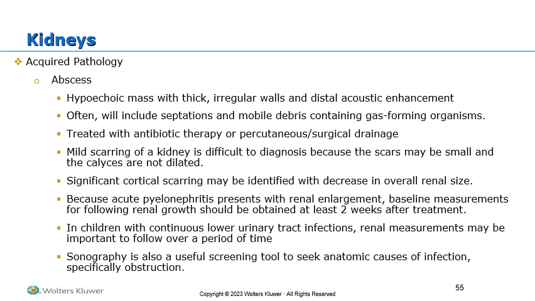With children that have continuous lower urinary tract infections, often from reflux or other congenital malformations, renal measurements may be important to follow over time to ensure that we're not getting that regression of kidney size. Sonography can also be used to seek anatomic causes of infection, specifically obstruction, like posterior urethral valves, or reflux of the UVJs because of inaccurate insertion points, things like that.